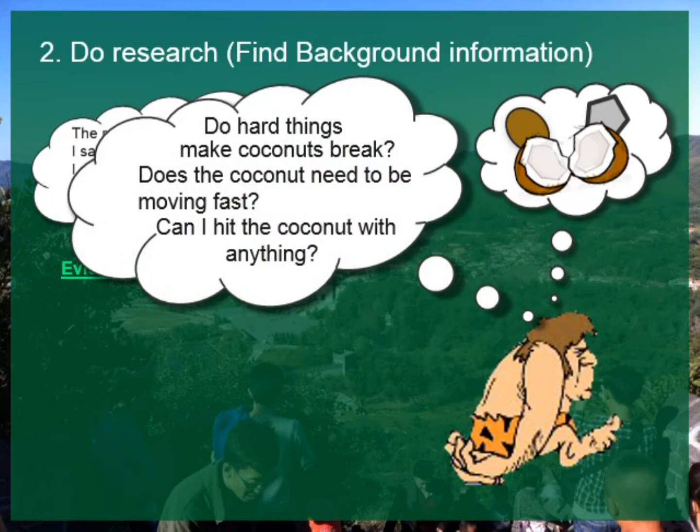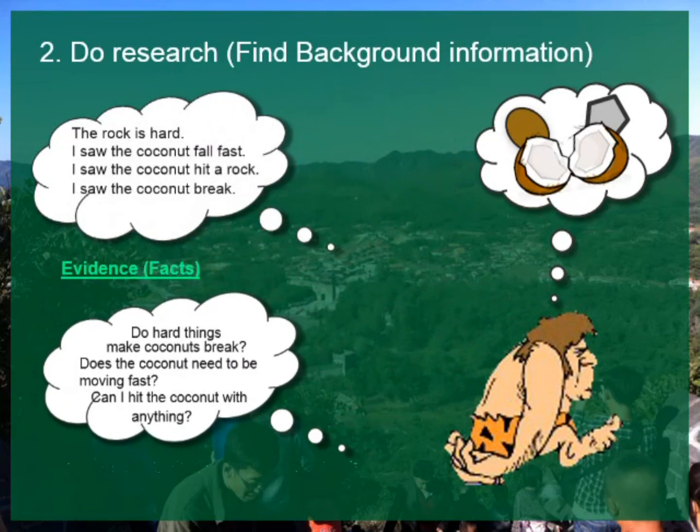Then there's questions. Do hard things make coconuts break? Does the coconut need to be moving fast? Can I hit the coconut with anything? These are the follow-up questions which are suggested by the facts, the things that he might want to test to see if it is really true that rocks can break coconuts.